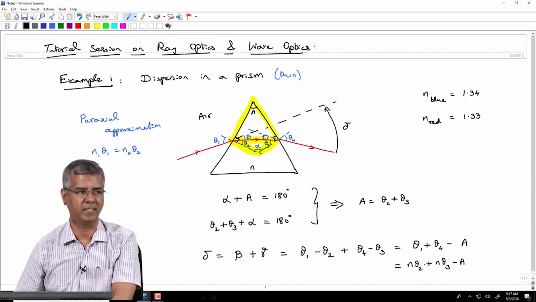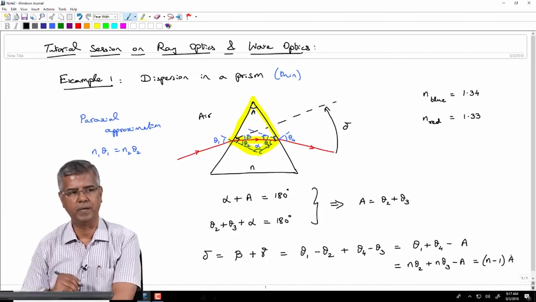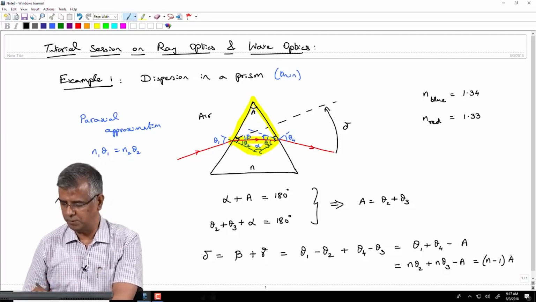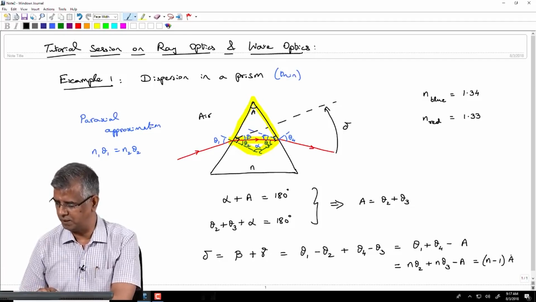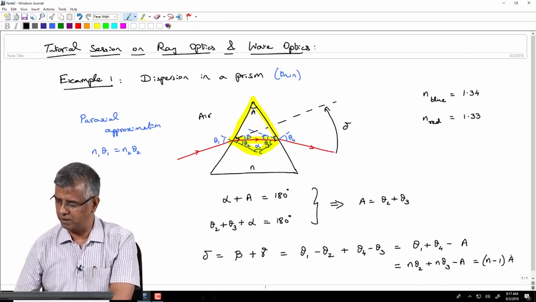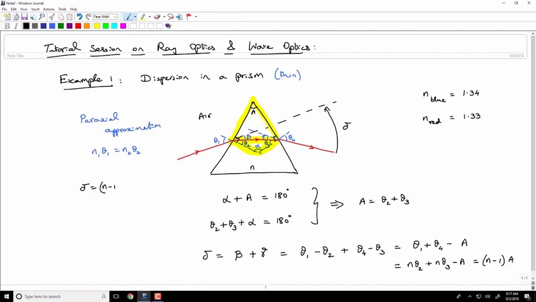So you get NA minus A, or you can just write this as n minus 1 multiplied by A. So, just some basic geometrical principles, and then we apply Snell's law and we get this expression that delta is now n minus 1 multiplied by A, which is of course an approximate expression. What is the approximation that we have taken? Paraxial approximation.